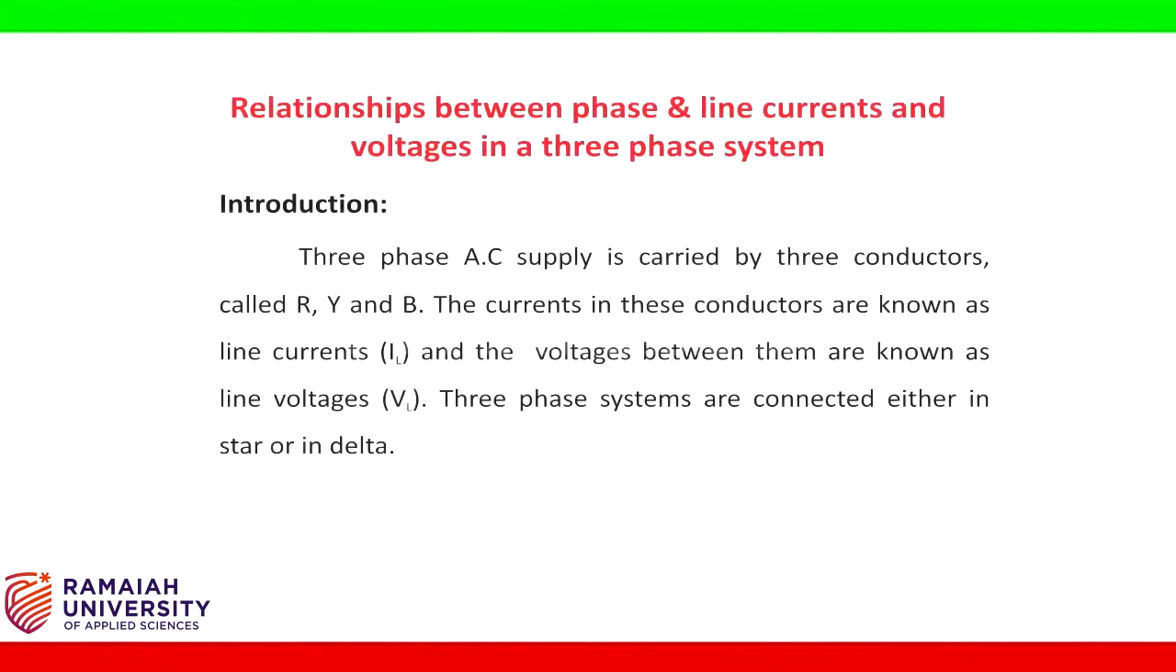Three-phase AC supply is carried by three conductors called R, Y and B. The currents in these conductors are known as line currents IL and the voltages between them are known as line voltages VL. Three-phase systems are connected either in star or in delta.